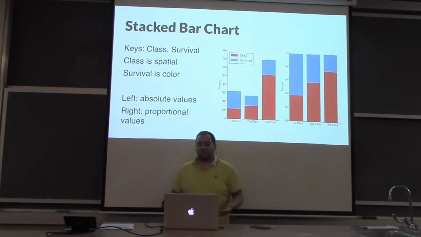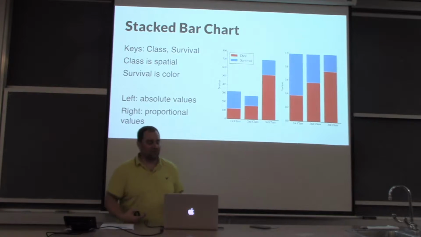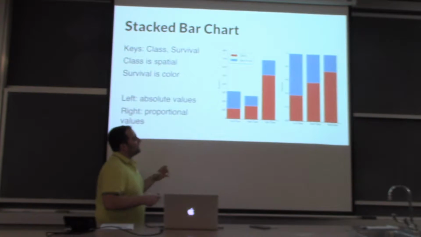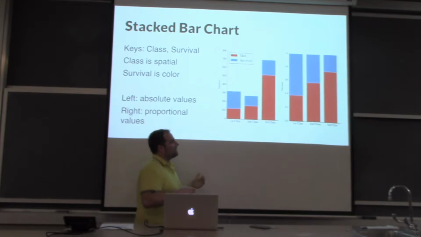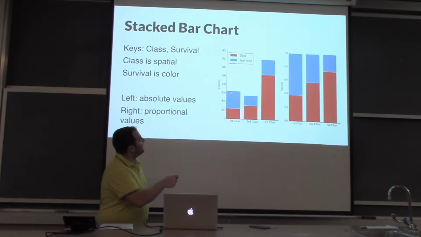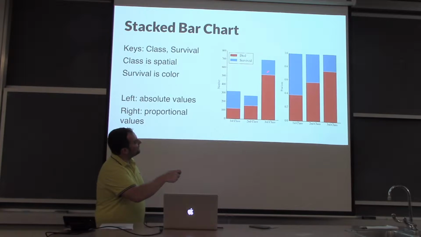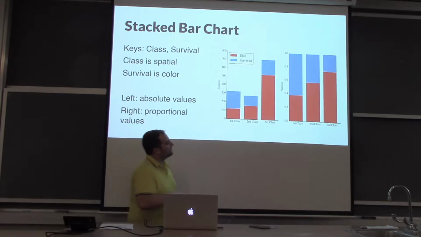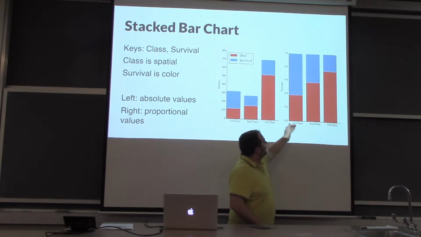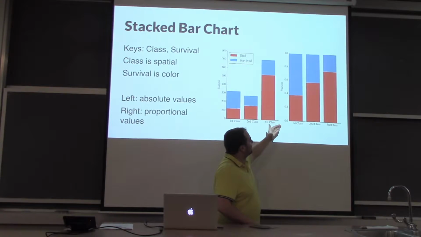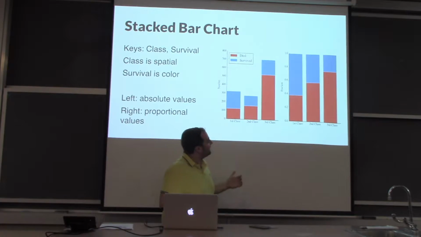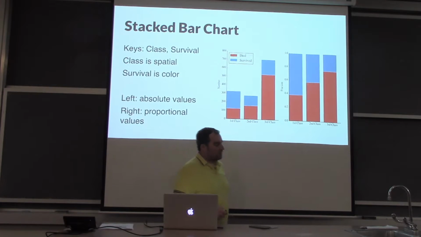Both of those support different tasks, right? If you want to judge in which class, in terms of absolute numbers, most people survived, you can see that in first class most people survived, but it also looks like third class had the second most survivors. But in terms of proportionality, we see that in first class, of course, the majority, more than 60%, survived, where it's slightly less than 50% in second, and about 30% in third class.